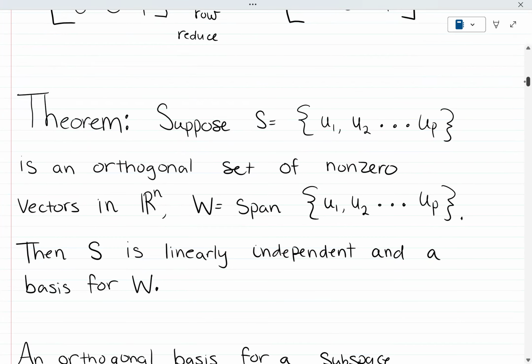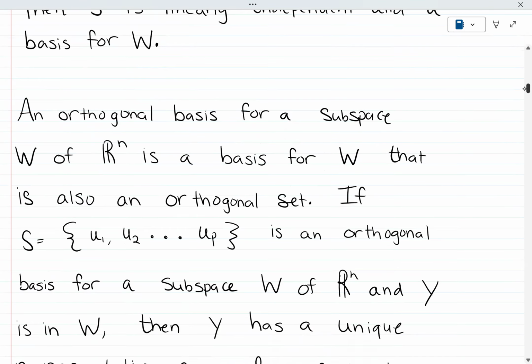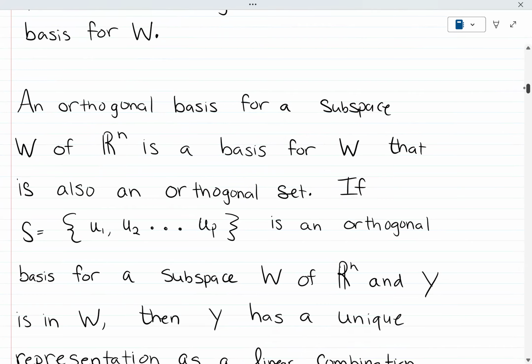Okay, let's talk about some theorems. Suppose that S equals this set of vectors is an orthogonal set of non-zero vectors in Rn, where W equals the span of these vectors. Then S is linearly independent and a basis for W. An orthogonal basis for a subspace W of Rn is a basis for W that is also an orthogonal set.